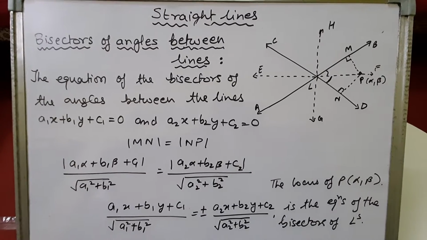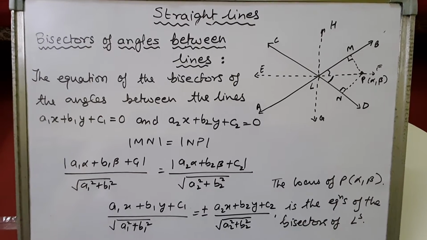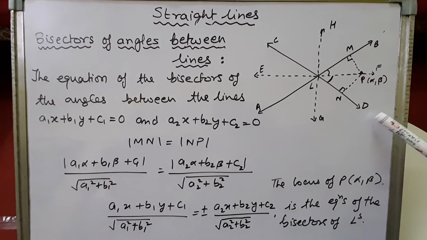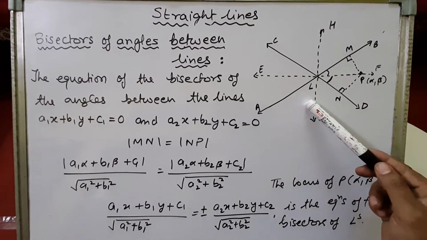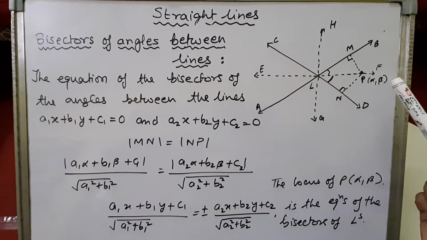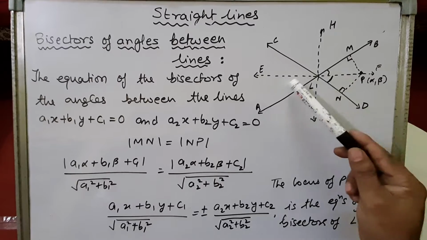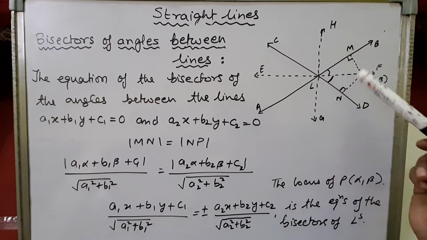Children, next we'll be studying how to find the bisectors of the angle between lines. Suppose we have two intersecting lines AB and CD, intersecting at point L, and we have to find the equation of the bisectors. We can see that 4 angles are being formed. So this is the bisector of the acute angle and this is the bisector of the obtuse angle.